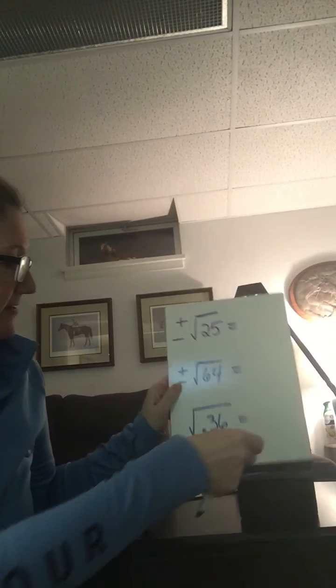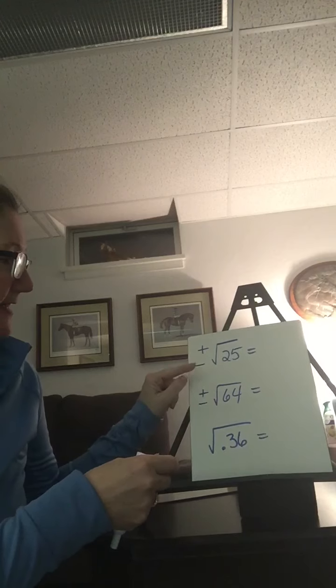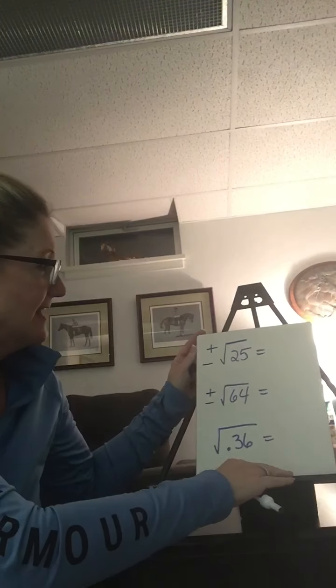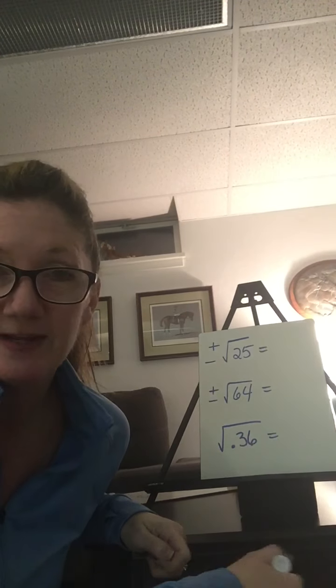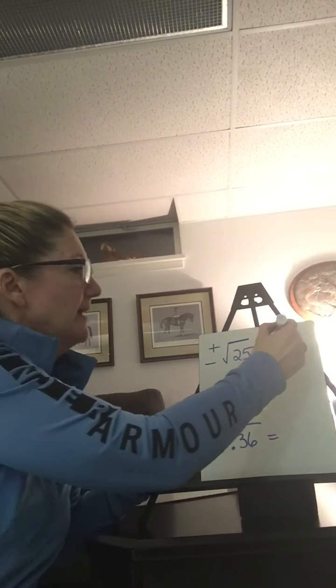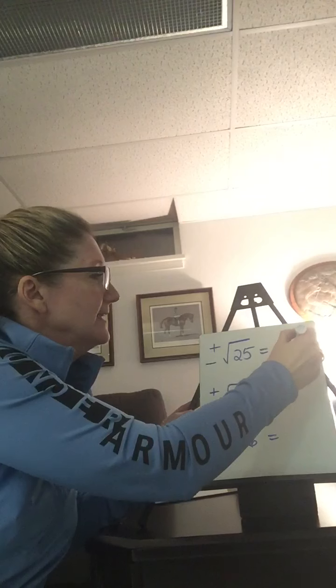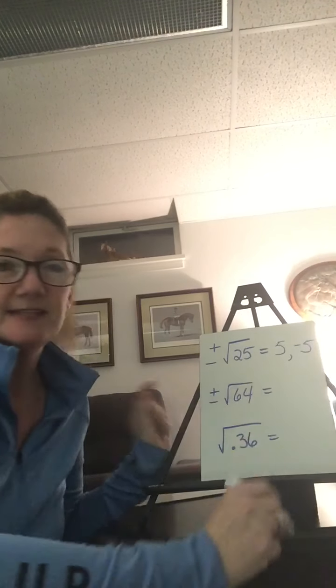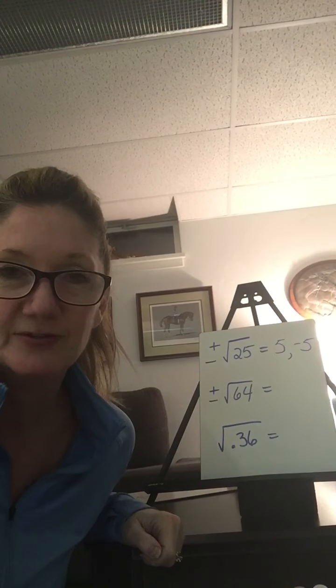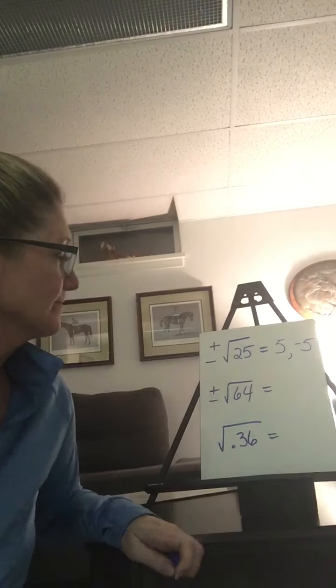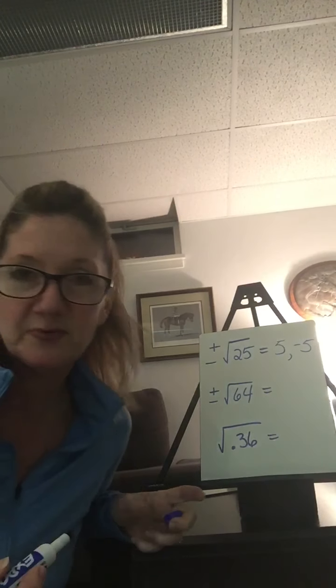Okay, so this one says give the positive and negative square roots of 25. So it would be a positive 5 because 5 times 5 is 25, and it would also be a negative 5 because negative 5 times negative 5 is also 25. Okay, all right, this one, pretty easy now.